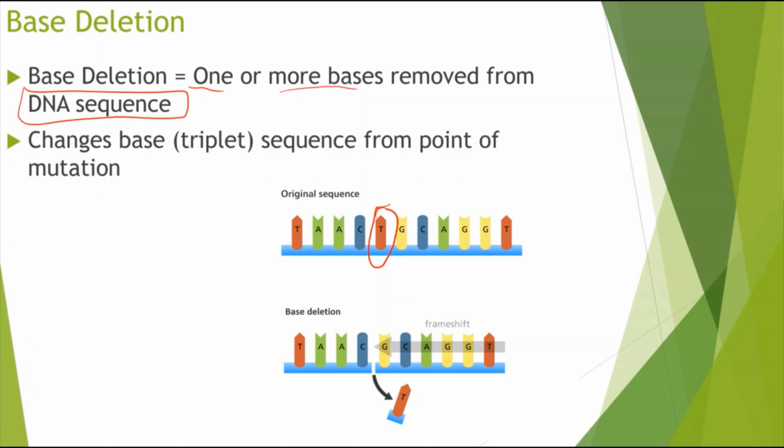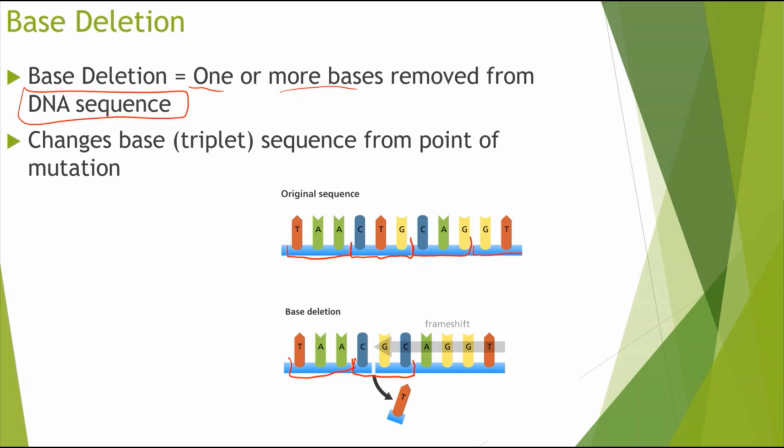So what happens is it changes the base or the triplet sequence from the point of mutation. If you remember what the triplet is, a triplet is basically three of these bases which would code for an amino acid. So we have TAA to start with, then CTG, then CAG, and then GT. But what's happened now, even though the first one's still the same, TAA, after that, when we have CGC, because the T has been removed, we have a new triplet sequence.